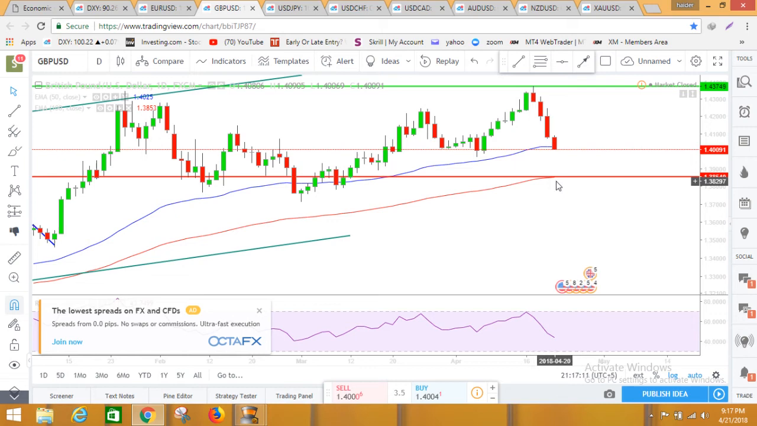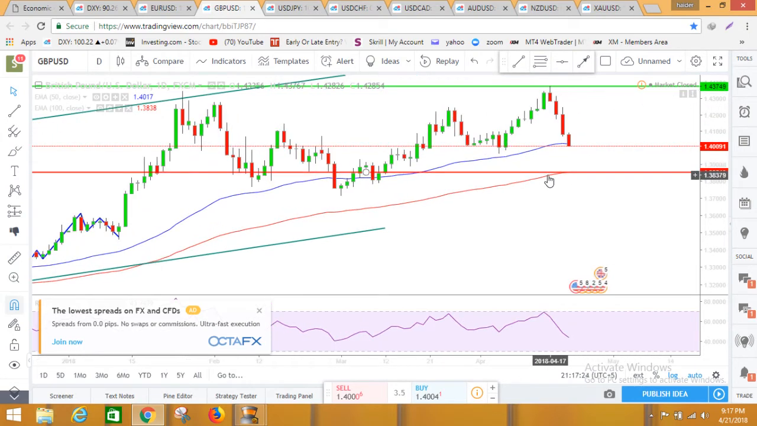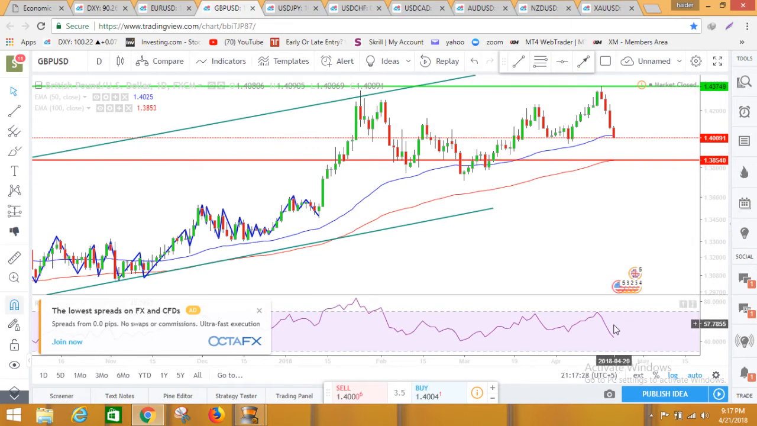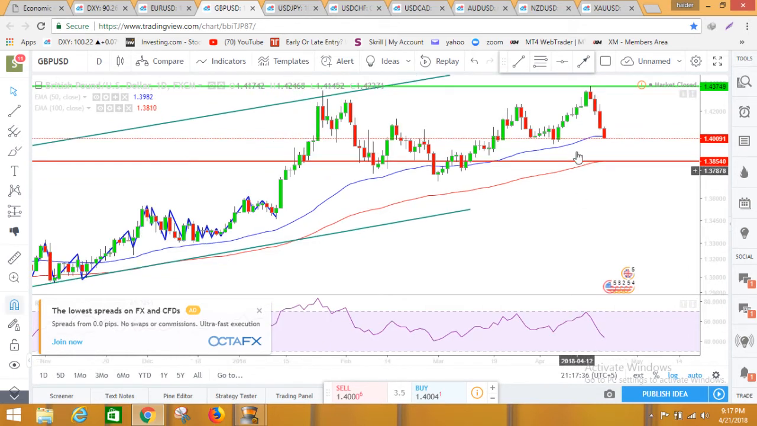But here at the 100 moving average, this level is a bit crucial, and if it comes here, from here I'm expecting a bounce back, and it's heading then to 1.4374 and above. You can also see that at the moment RSI is heading downward, so we might see 1.3854 and below too.